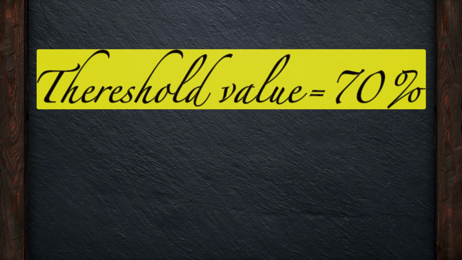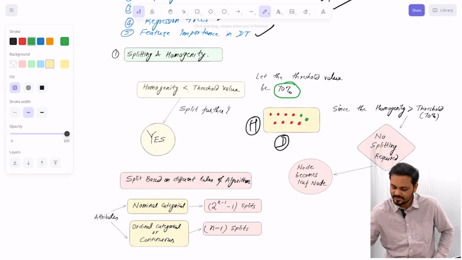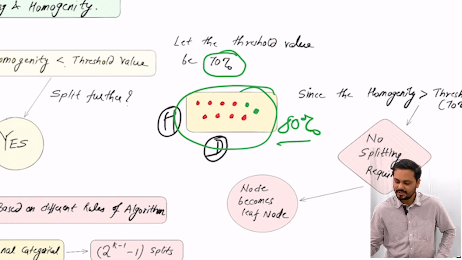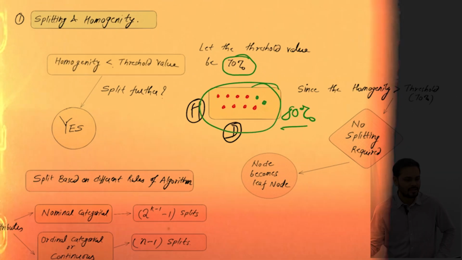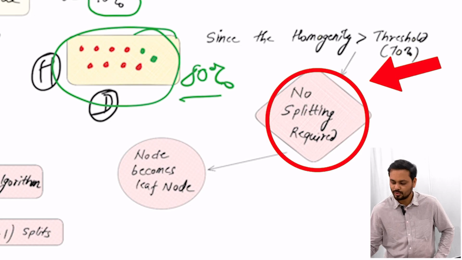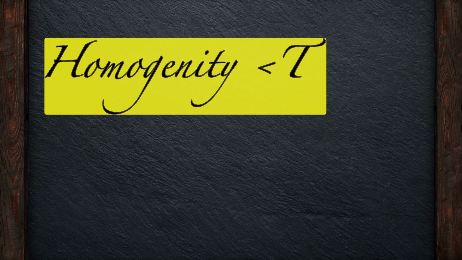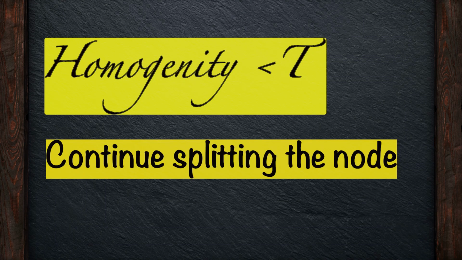Suppose that you keep the threshold value as 70%. The homogeneity of the node in this illustration is 80%. It means that the homogeneity is greater than the threshold value, hence no splitting is required and this node becomes a leaf node. But what do you do when homogeneity is less than threshold value? In such a case, till the homogeneity H is less than the threshold, you need to continue splitting the node.